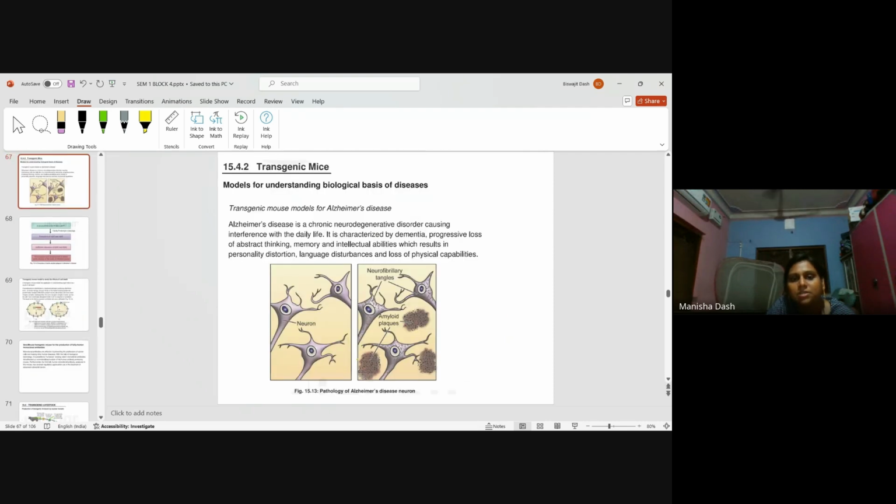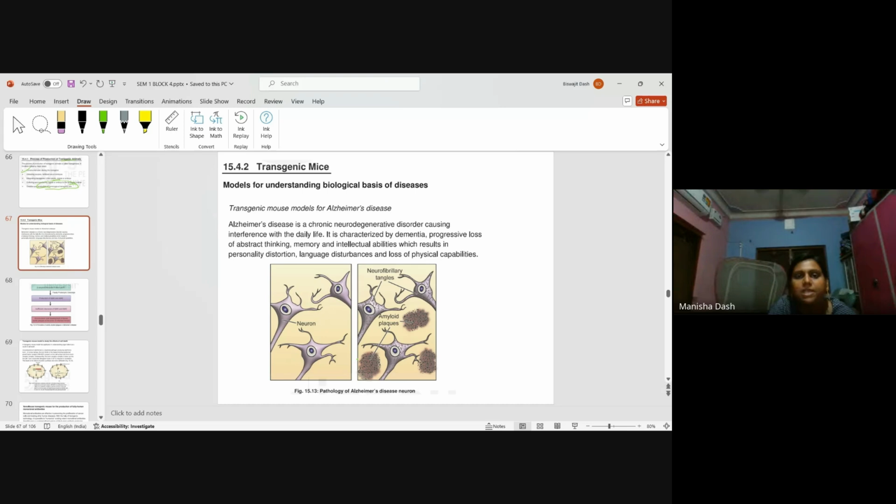These are some of the applications of transgenic animals. For example, transgenic mice can be used for studying different types of human diseases. Here is a mouse model to study Alzheimer's disease. Alzheimer's is a neurodegenerative disease. As you can observe, these are the neuron cells, the healthy neuron cells, which are normal.